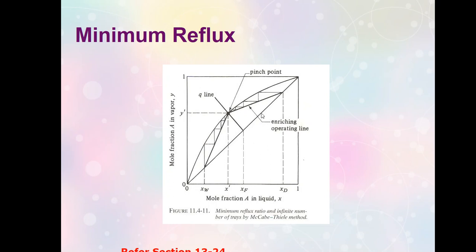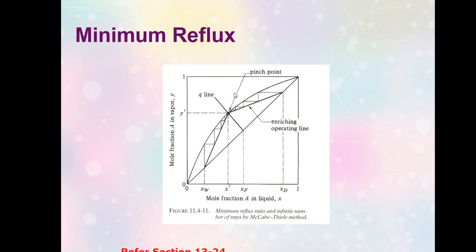If you're doing it graphically, class, you cannot count the number of stages because they will somehow merge here, and there's no way to draw in the first place the step that would be coming from the enriching section and transferring to the stripping section. Why? Because your operating lines, referring to the enriching section operating line and the stripping section operating line, dwelled away as far as possible from the 45-degree line and touch the curve in here.